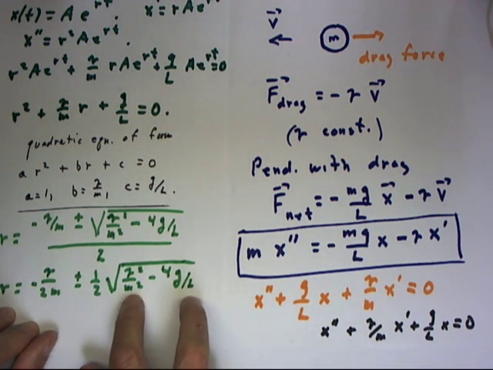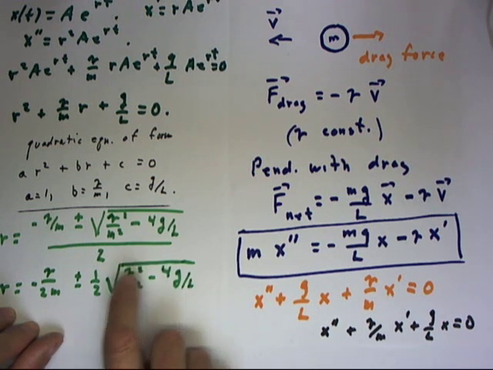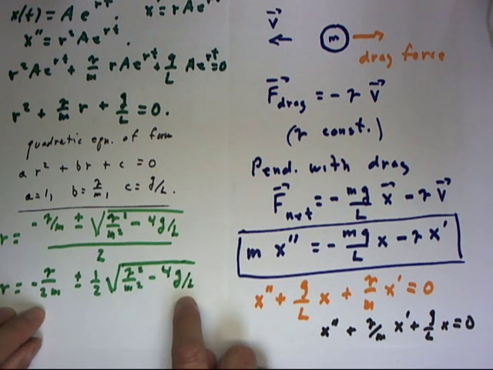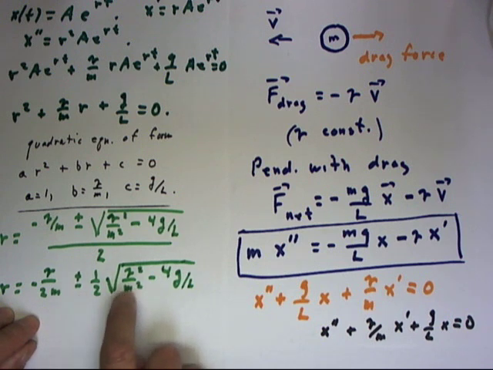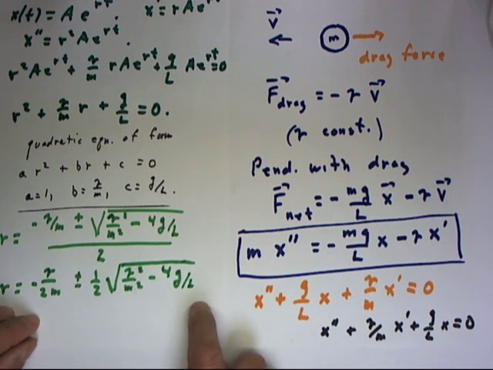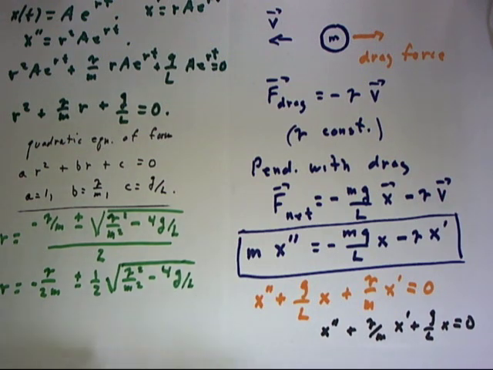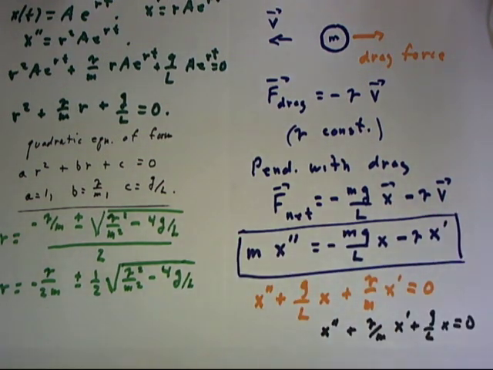And if we have a negative under the radical, in other words, if our discriminant is negative, we're going to have an imaginary part here. The square root is going to be an imaginary number. So we're going to have a real number, gamma over 2m, plus or minus some imaginary number. And that's going to have a significant effect on the conclusions about how this pendulum with this drag force actually behaves.